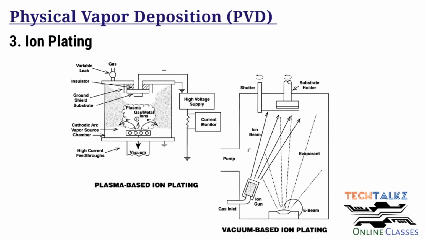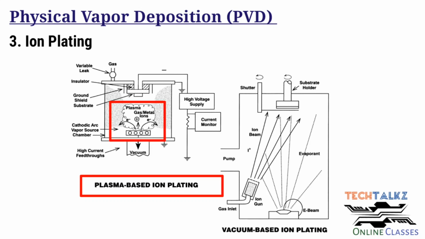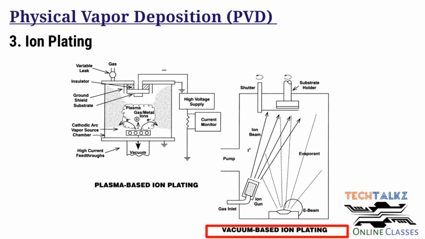There are two types of ion plating process. First one is plasma based ion plating. Here the bombarding species are generally the accelerated ions from plasma. Another one is vacuum based ion plating. Here the bombarding species are accelerated ions from an ion source which is kept in a vacuum chamber.